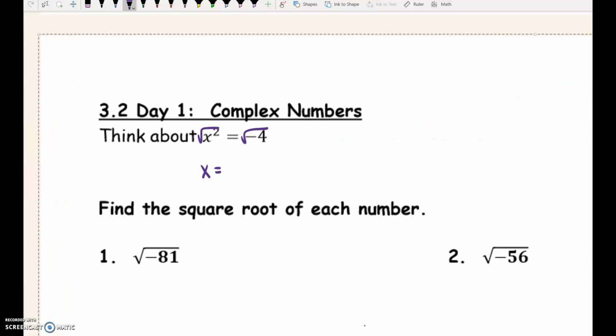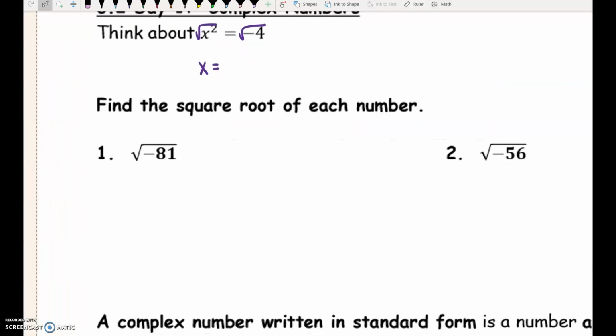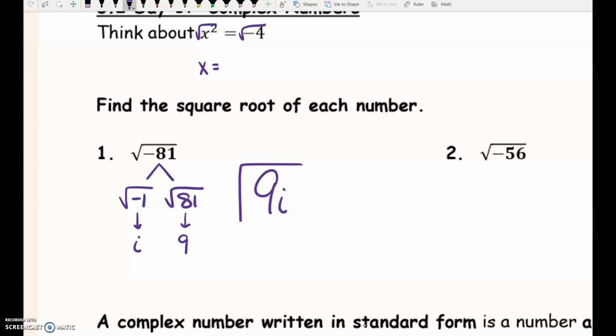So if I have something like the square root of negative 81, I can split this into the square root of negative 1 times the square root of positive 81. Do you all agree that negative 1 times positive 81 is negative 81? Okay, the square root of negative 1 is i. The square root of 81 is 9. So this simplifies to 9i. You just put the number first, you put the i second.